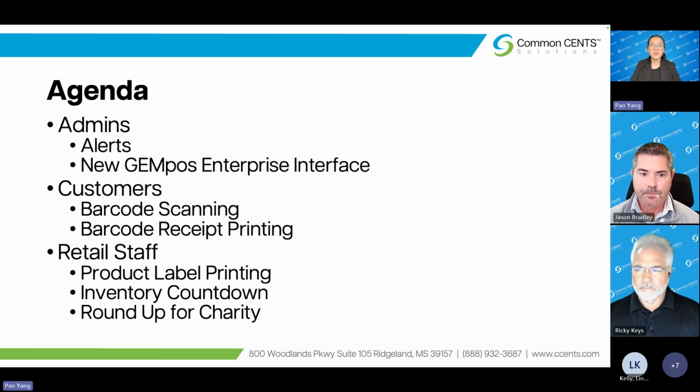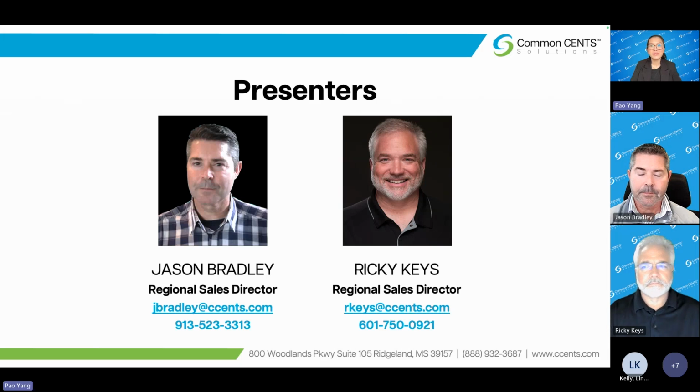Today we're also continuing with the 3 different segments here of admin features, customer features, and retail staff. For admins, we're going to talk through the alerts feature, and a little bit of our GEMpos enterprise interface, which maybe you have seen already. We'll brush up a little bit on that. We're going to talk a lot of barcode today: barcode scanning, barcode receipt printing, product label printing, and then we'll also touch on the inventory countdown and the roundup for charity.